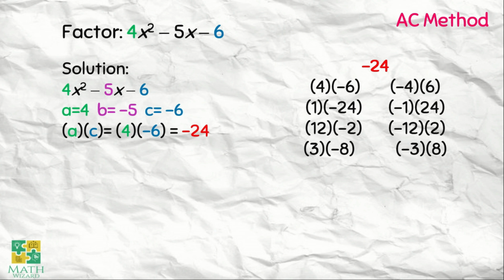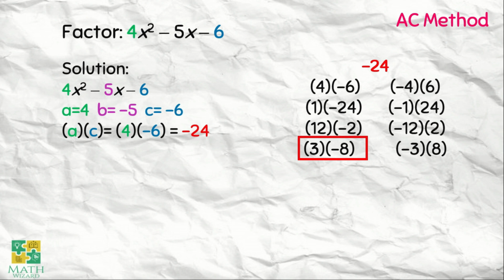Ano-ano yon? Since it's a negative, meaning magkaiba sila ng sign ng dalawang number, ng dalawang factor. So we have 4 and negative 6, negative 4 and positive 6. We have 1 and negative 24, negative 1 and 24, 12 and negative 2, negative 12 and 2, 3 times negative 8, negative 3, and positive 8. Out of that factors, which among those numbers na pag pinag-add natin, the result is negative 5.